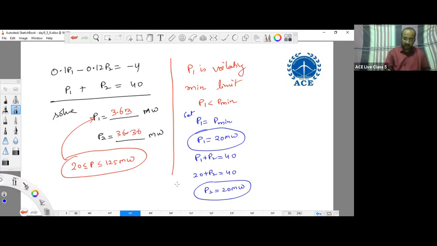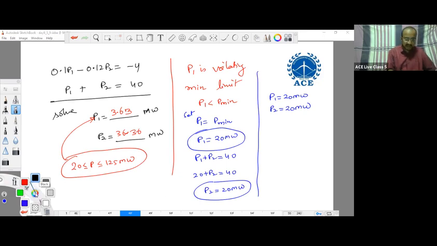So I think you got the solution here. You got P1 is 20 megawatt and P2 is also 20 megawatt. But what about lambda? The question is also asking to calculate lambda. So how do you calculate lambda?